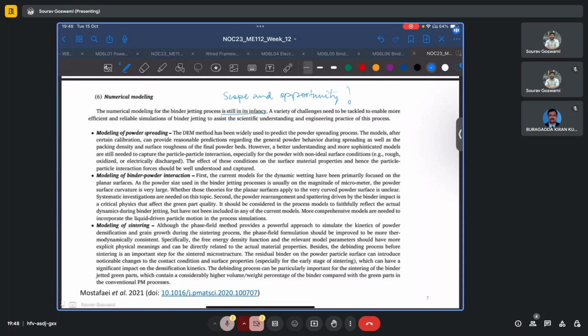Perhaps the most important being the modeling of the powder spreading itself, and this is typically accomplished using the DEM method, or the discrete element method, or discrete element modeling, depending on what you want to call it. DEM has been widely used to predict the powder spreading process. The models, after certain calibration, can provide reasonable predictions regarding the general powder behavior during spreading, as well as the packing density and surface roughness of the final powder beds.